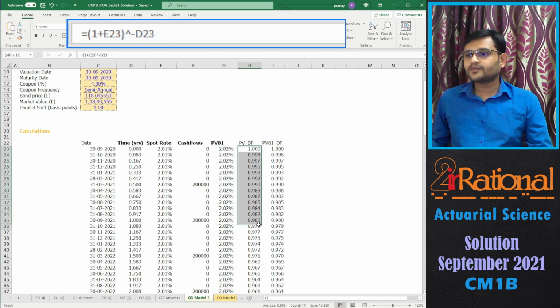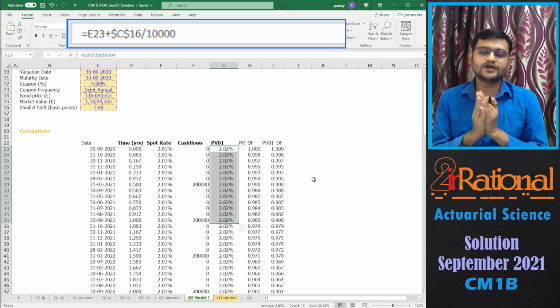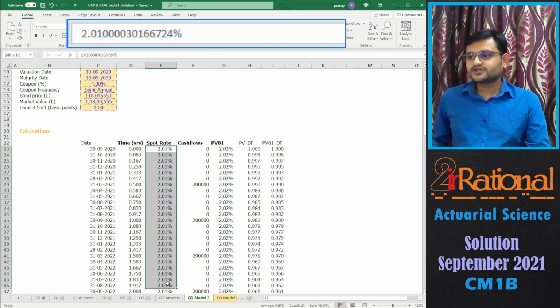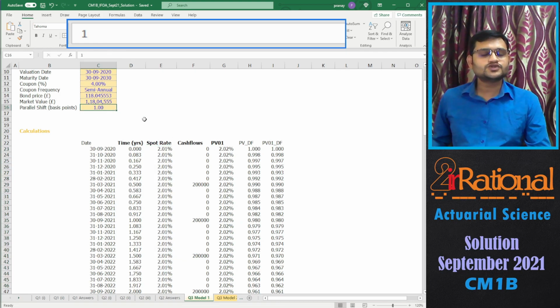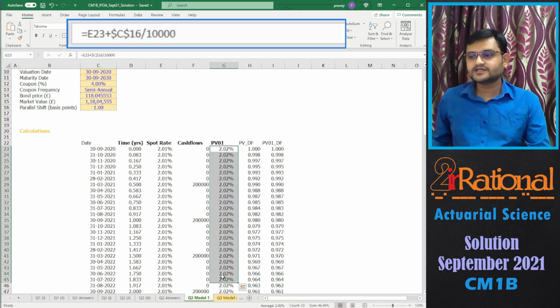Then they have calculated the present value using the spot rates given and the present value using this basis point shift. So we are shifting the spot rate by a small rate of interest and getting a new spot rate. Now we can definitely change different values of spot rate here, but the parallel shift is going to stay the same. So either we will have 1% on one side or the other side, or maybe 2% or 3%, but it will be exactly the same for each and every time period.